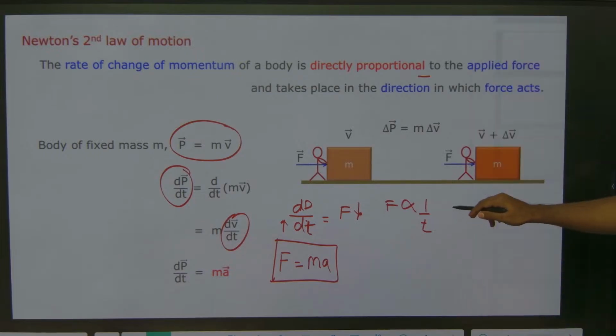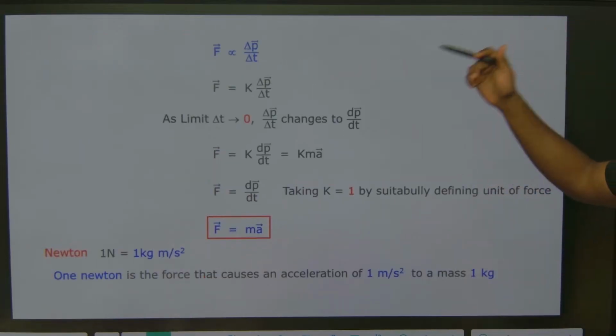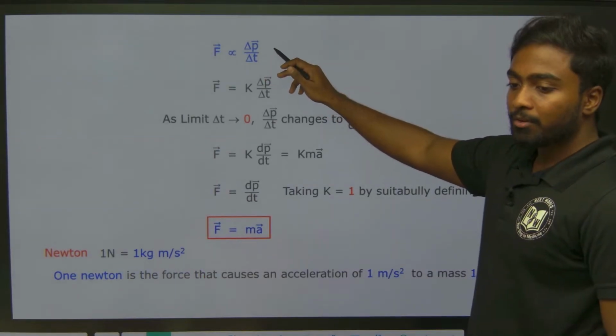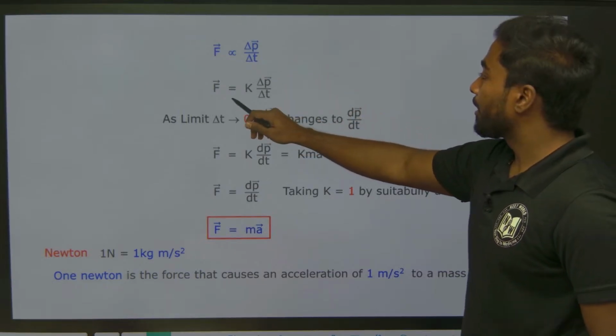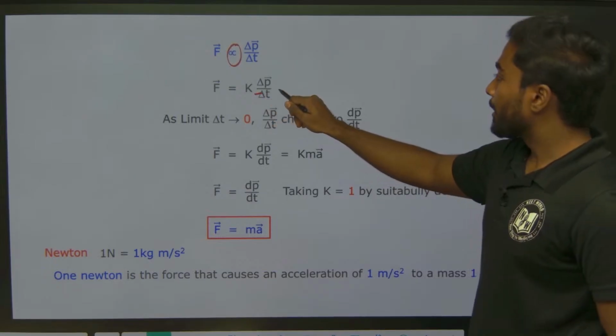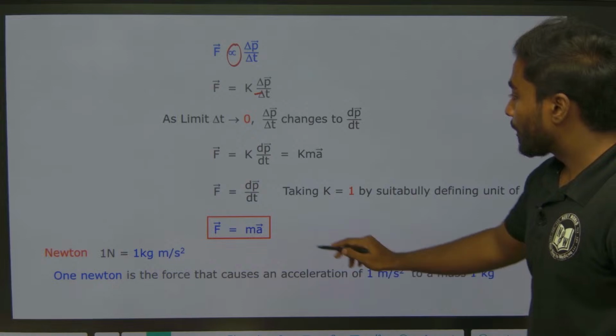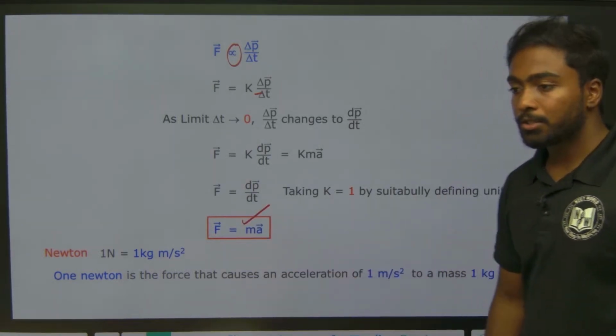So I will give the equation here to write it. Force is directly proportional to the rate of change of momentum with respect to time. To remove the proportionality, I am adding a constant K. So F equals K times delta P by delta T. So we have got the equation F equals ma.